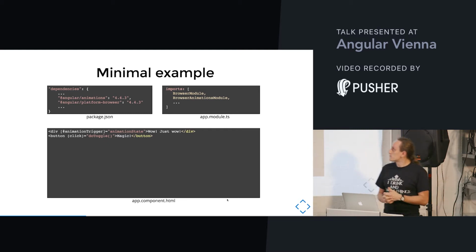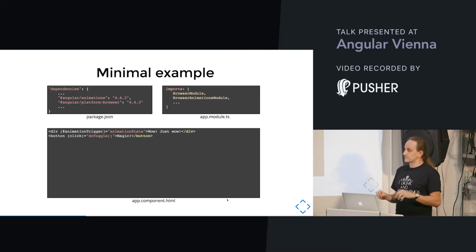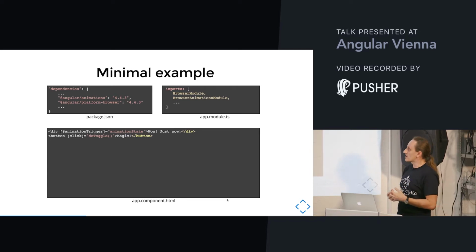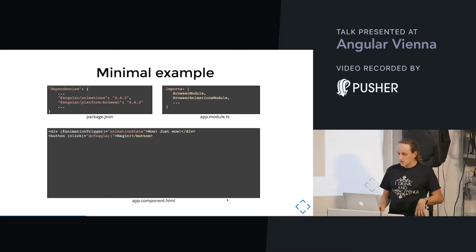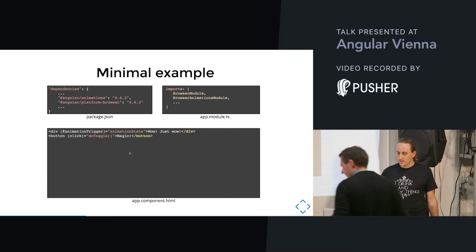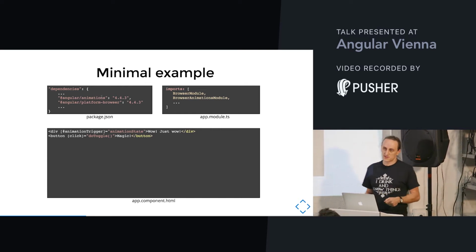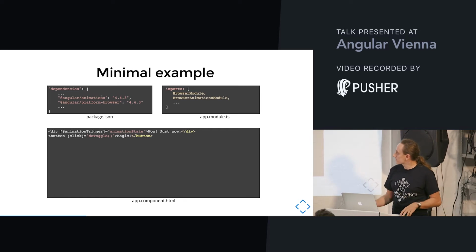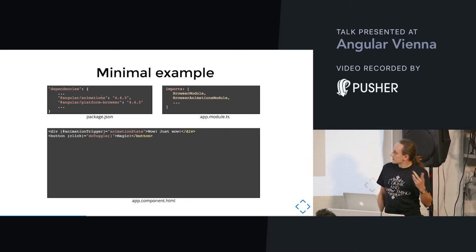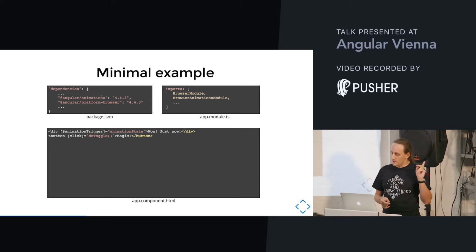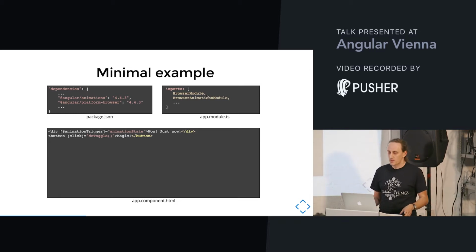This would be a minimal example of what we need to have something animated on our page. The first is to add Angular animations dependencies to our package JSON. I usually forget this and then wonder why I have some errors. So first step, add Angular animations to dependencies, do npm install afterwards. And then we also have to import a browser animations module in our application module, which will use animations.